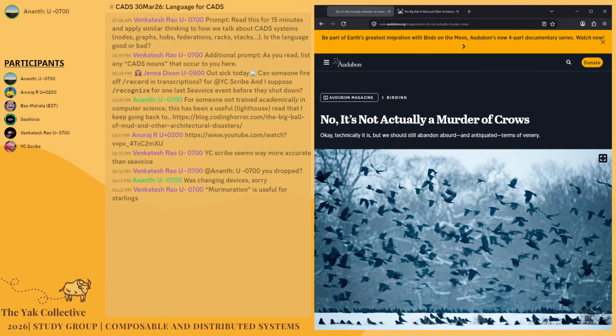And the other article that I shared specific to CADS is The Big Ball of Mud and Other Architectural Disasters, which I've always found useful, given all the different ways software architecture can grow unwieldy. So I think that tells me that having some form of language around describing the species or the specimen is obviously useful, but sometimes it is funny to step back and think about how these things have come to be.